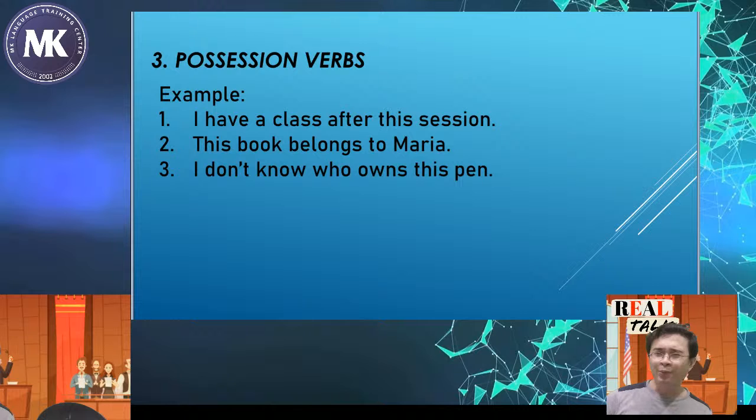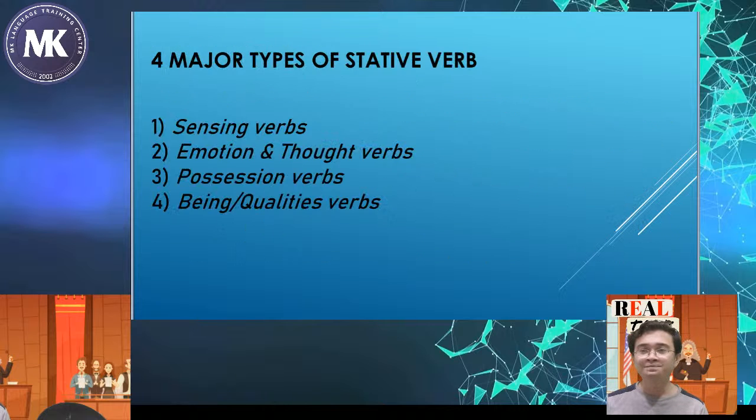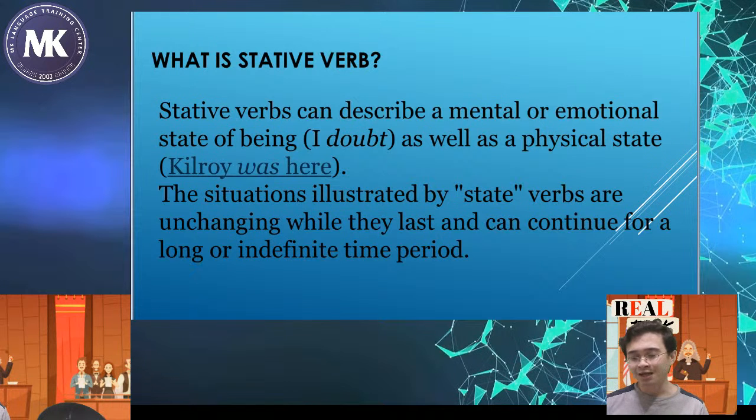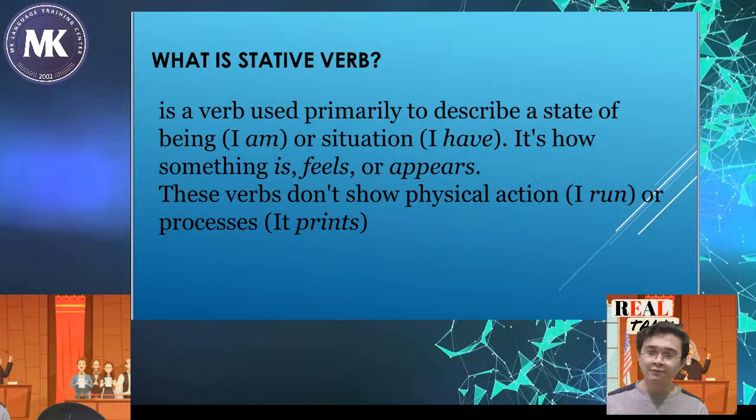Possession verbs are quite easy to differentiate from the two other verbs because they show ownership, right? It's kind of easy. So those are the three types of stative verb. Again, when we say stative verb, these verbs are primarily used to describe a state of being, like I am, like, or situation, or I have.